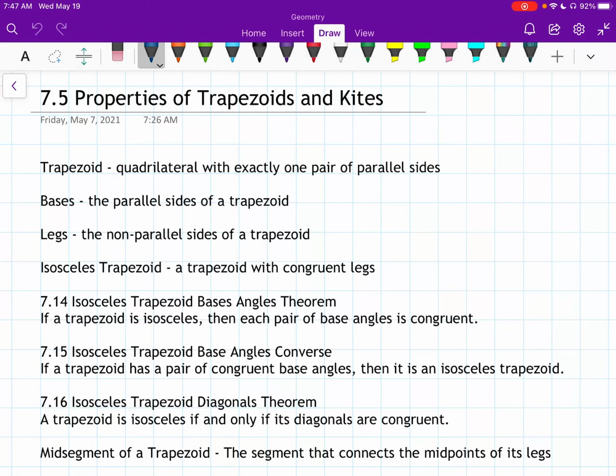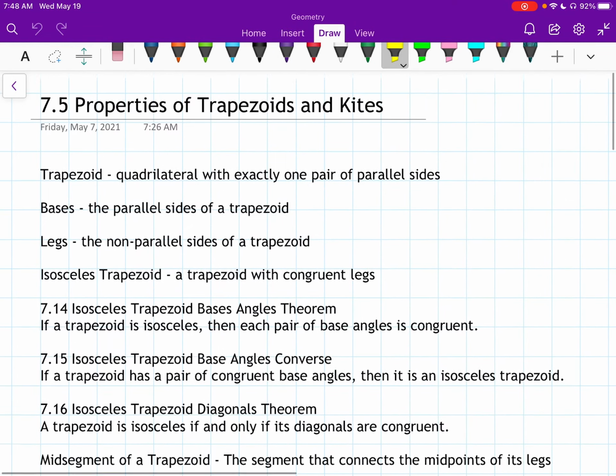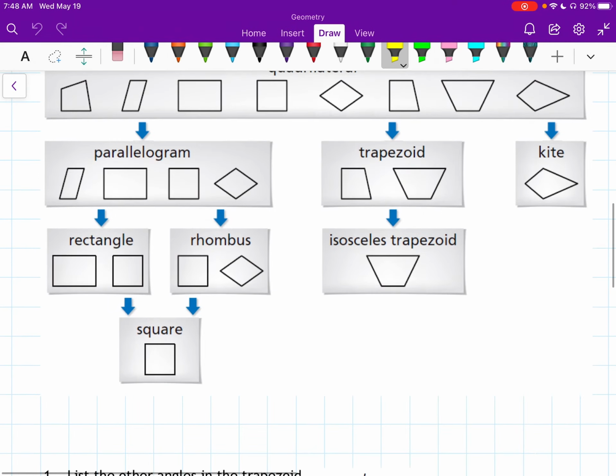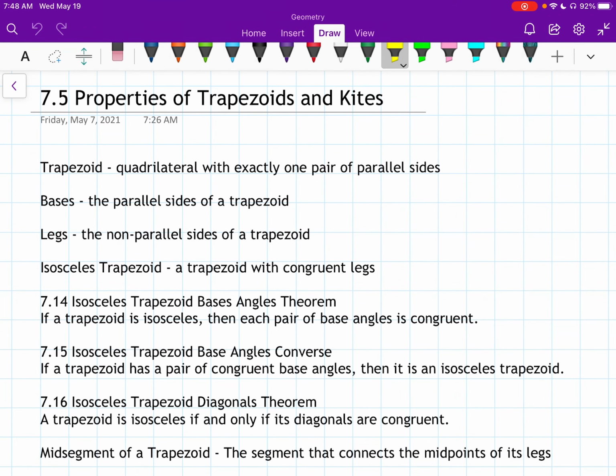All right, 7.5 properties of trapezoids and kites. This is our last section in this chapter. Again, just like last one, it's got a ton of writing, so I just apologize for that. But then we have a cool picture. At least I think it's a cool picture. Hopefully you think it's a cool picture. Starting off with some definitions.